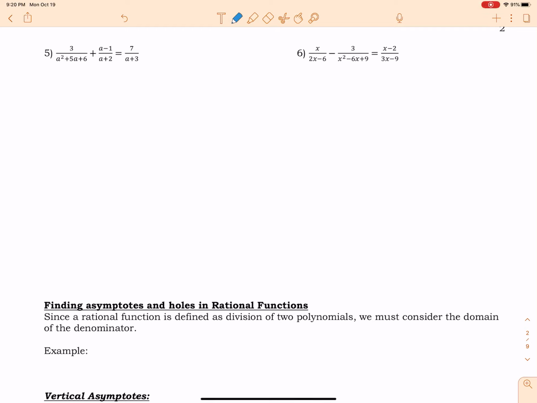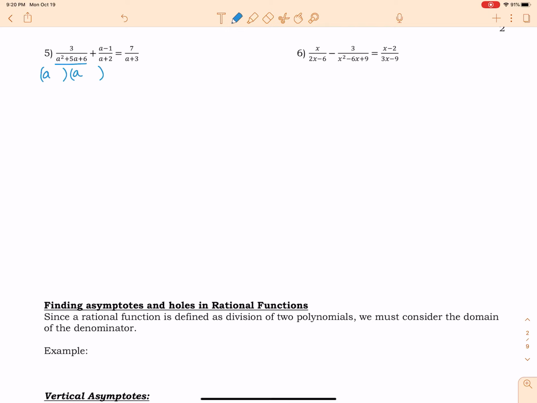Pre-cal, it's time for examples 5 and 6. So more solving rational equations. Yay for us. Okay, very first step, we're going to factor everything that can be factored. So I'm going to factor this denominator right here.